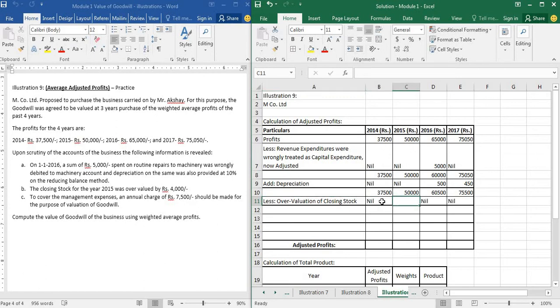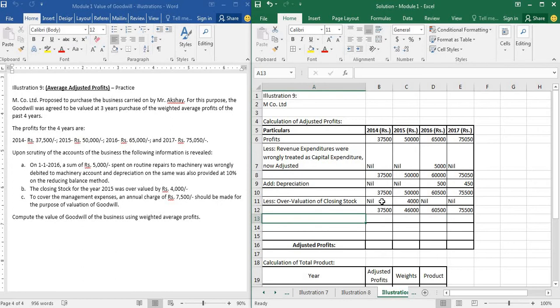Overvaluation of closing stock. Because of overvaluation, the profits were increased, and our job is to rectify it. To rectify it, we have to reduce that amount from that year's profit. This is 2015, so reduce 4,000. Write the amount. If you reduce it, it will become 46,000. The rest will remain the same.